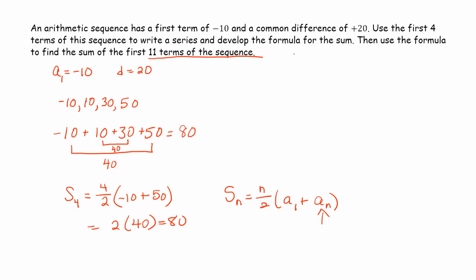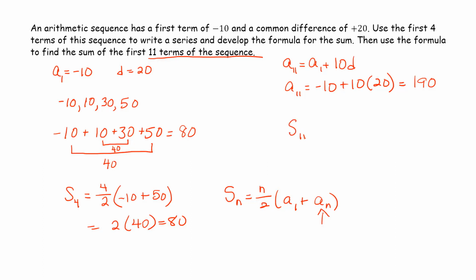So remember, when you have an arithmetic sequence, to find the 11th term, a sub 11 is equal to a sub 1 plus 11 minus 1, or 10, times the common difference. So a sub 11 is going to equal negative 10 plus 10 times common difference, which is 20. So that's 200 minus 10, which is 190. So we know what our a sub 11 is now. We know what our last term is.